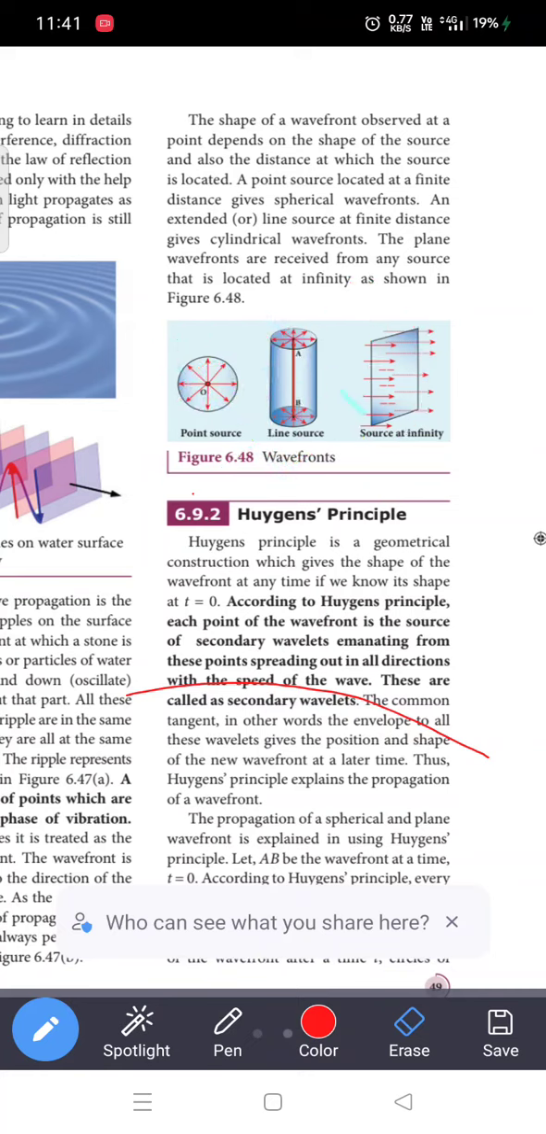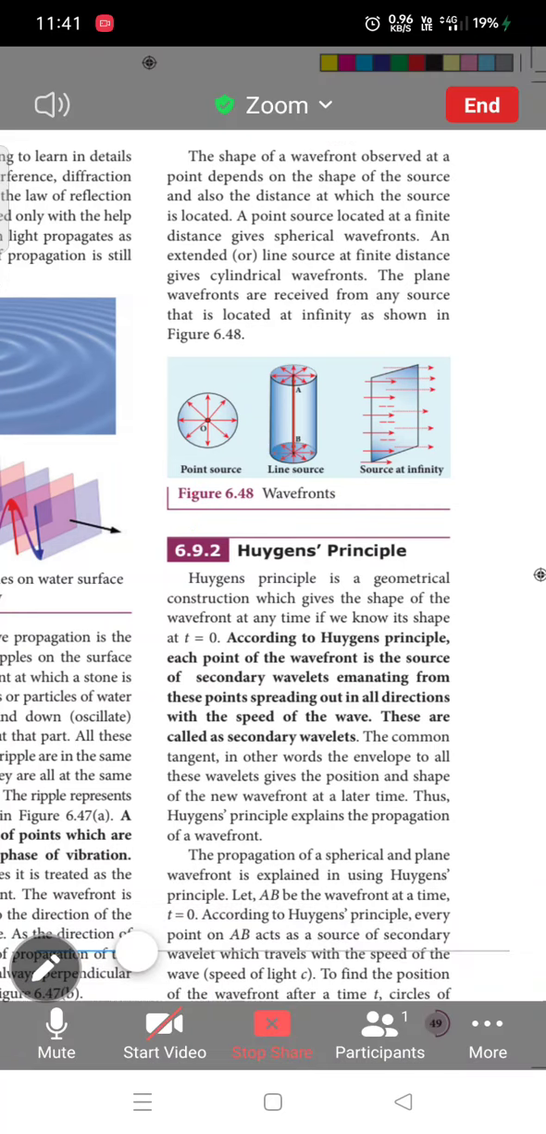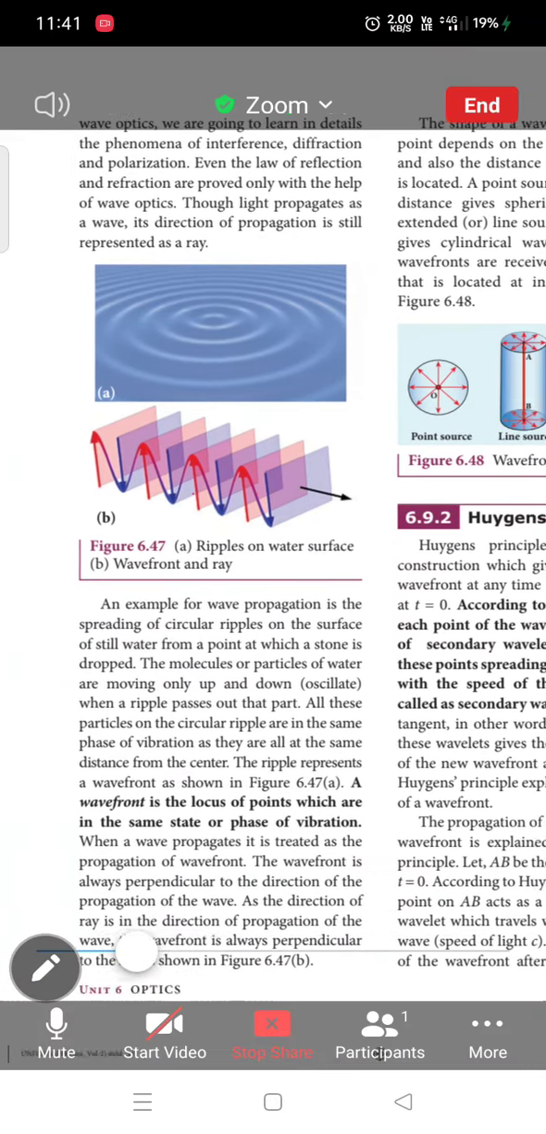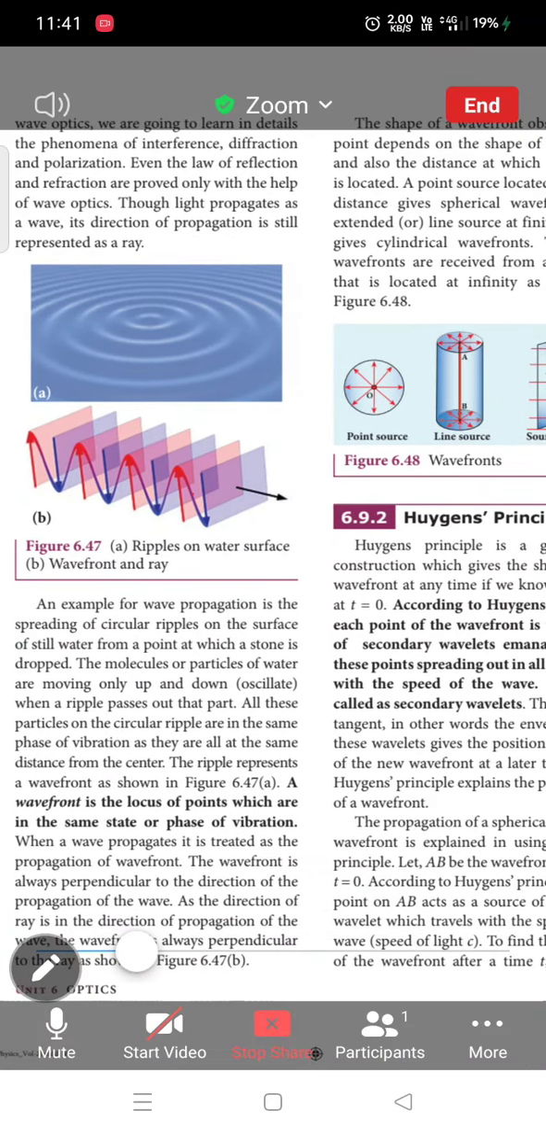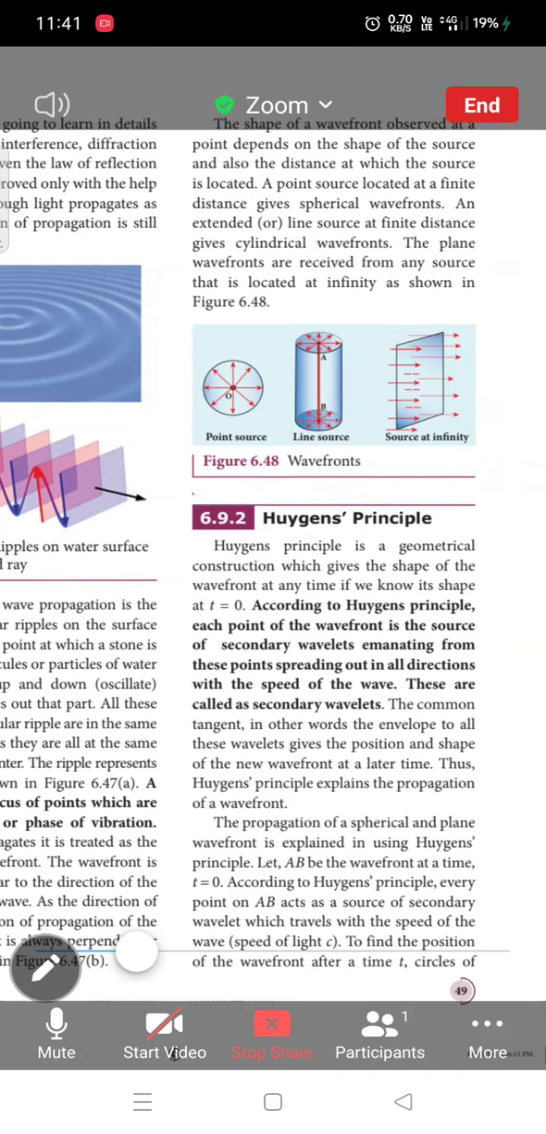Hope you understood clearly what wavefronts and wavelets are. So let's continue to the next topic, Huygens principle. This is also based on this only. We will see it in the next chapter.